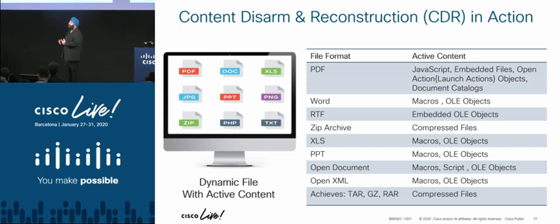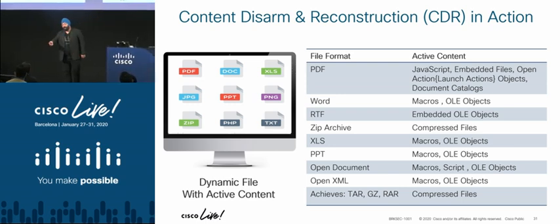What we are trying to achieve here: when we look at files, especially Office document files, they all now have what we call macros or active content. These active contents, for example in a PDF, would be JavaScript, embedded files, open actions, objects, or document catalogs. All these are part of a PDF. But if you look at Microsoft documents, you would find macros or OLE objects. Am I right? That's what you would find.